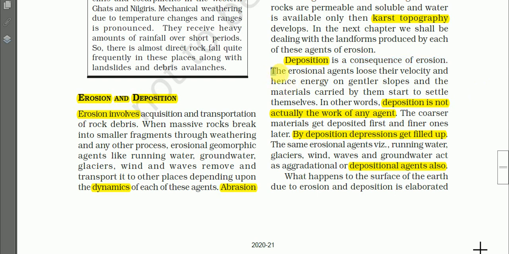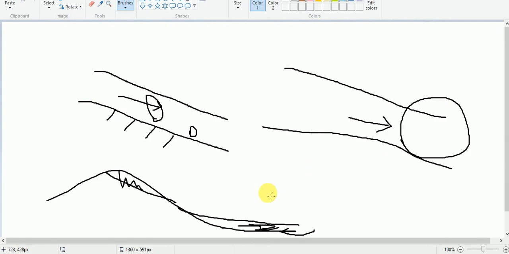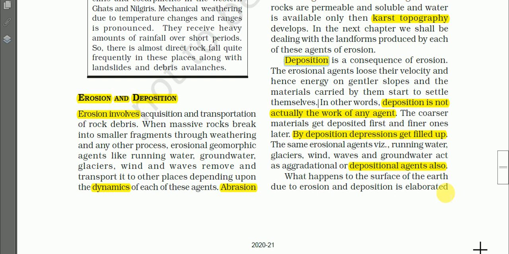And the erosional agents, when the speed of the running water, the speed of the geomorphic agents is slowing down, then there will be settling of the materials, and at that time there will be deposition. Or if the slopes become very gentle like this, then there will be deposition here. So deposition may be due to low gradient and reduction in the velocity.